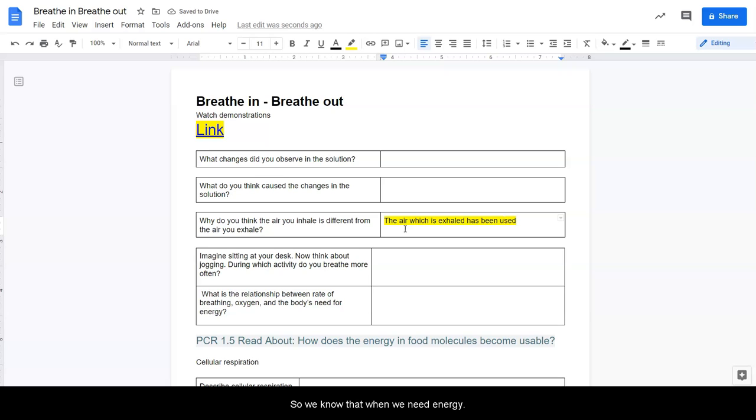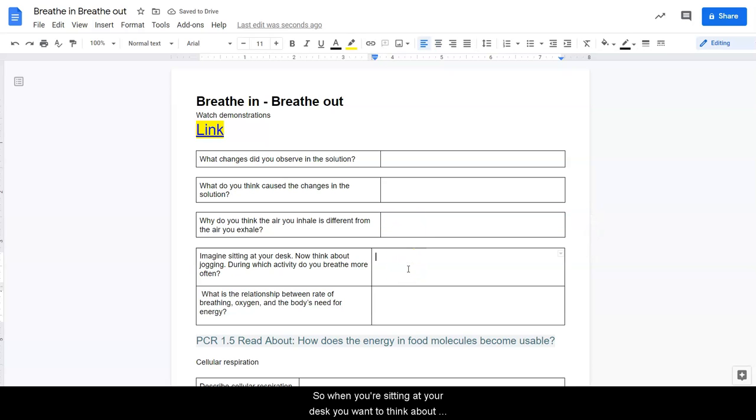So we know that when we need energy, that we inhale more. After you've run, after you have done something strenuous, you breathe deeply and you breathe quickly, and that is your body making an effort to take in oxygen, use it, mix it with the sugars inside of you, and get energy.